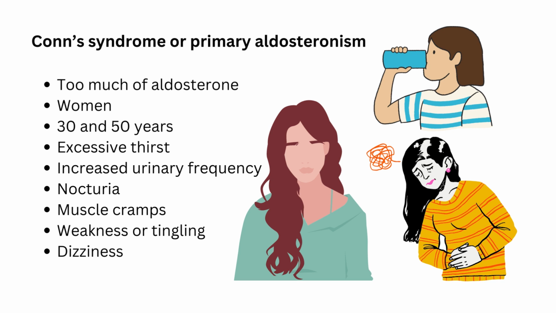Primary aldosteronism is a condition where the body makes too much of the salt-retaining hormone aldosterone. It is more common in women than in men, and it most commonly occurs between ages 30 and 50. Some of the clinical features are excessive thirst, increased urinary frequency, nocturia, or the need to urinate during the night, muscle cramps, weakness or tingling, and dizziness.